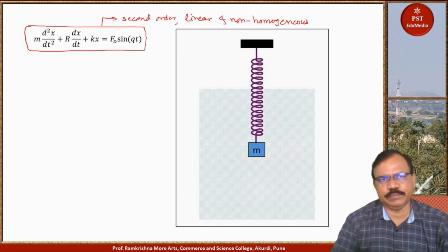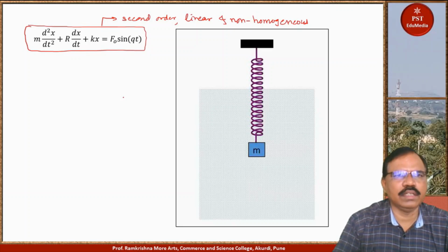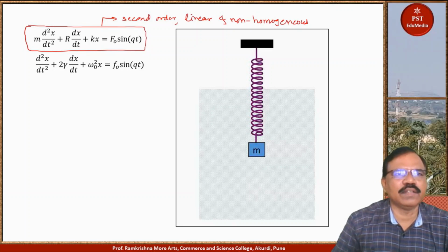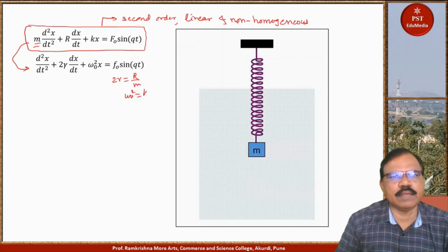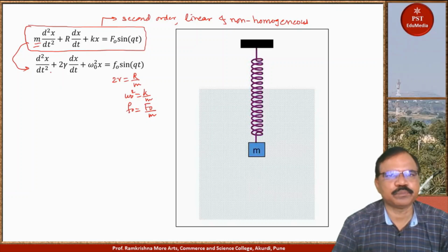Non-homogeneous differential equation. Here we can convert this differential equation into this one by dividing throughout by m. We get R upon m, K by m, F0 upon m. So what is 2 gamma? 2 gamma is R upon m. Omega 0 square is K by m. And small f0 is capital F0 upon m. So here we get this equation.